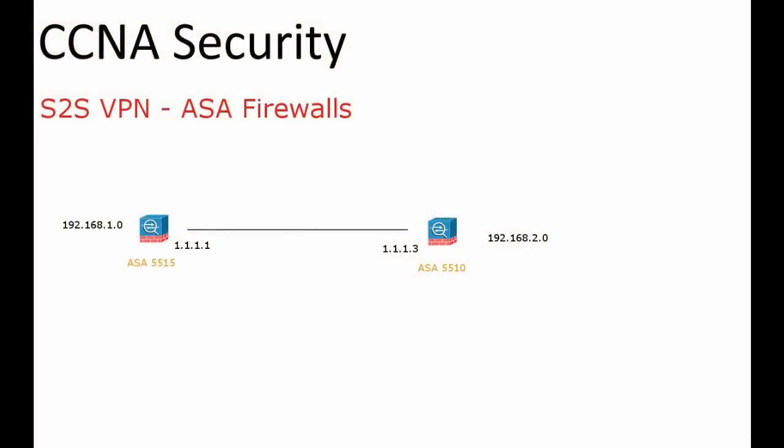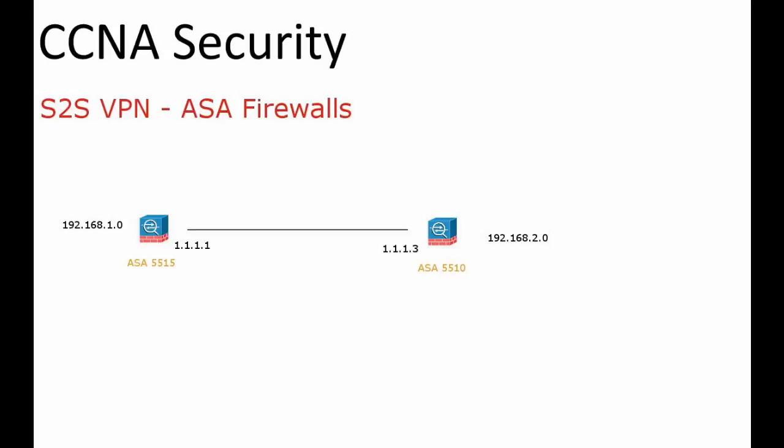CCNA Security, ASA Firewalls, Site-to-Site VPN. In this section we are going to talk about a site-to-site VPN. We're going to implement that using two ASA firewalls. The first one is ASA 5515, the second one is an ASA 5510. You can see the topology on the screen. Public IP addresses are 1.1.1.1 and 1.1.1.3.